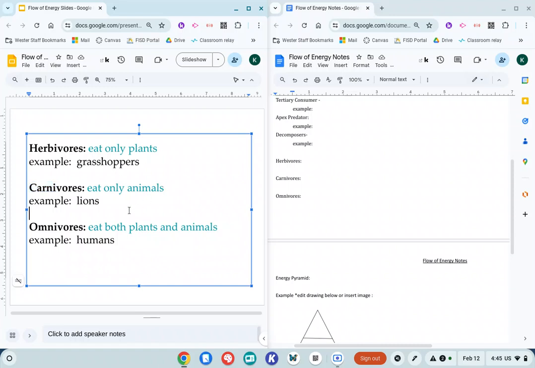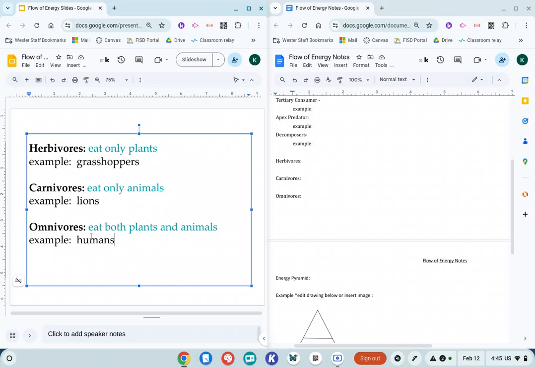Carnivores, the first part of this word, carne. If you're in Spanish class right now, you know that carne means meat in Spanish. So carnivores eat only animals. They eat only meat. They got nice sharp teeth. That's an adaptation that helps them tear through the meat. So you could think of lions, tigers, any meat eaters only.